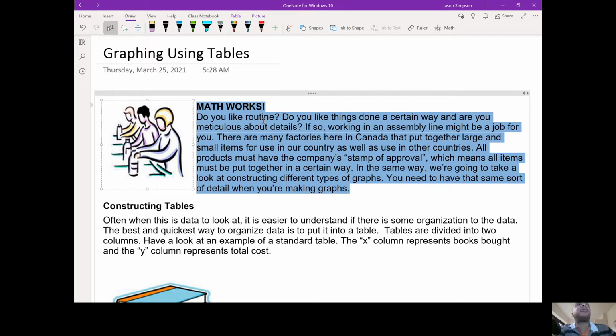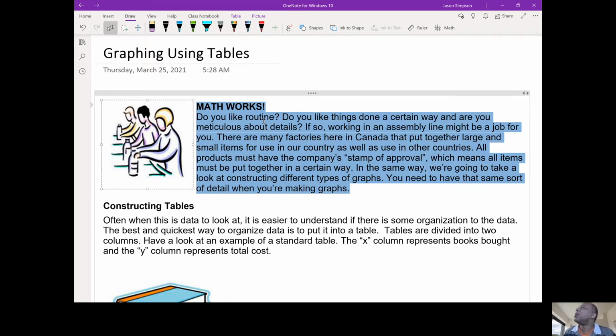You might be a good person to work in factories, because in Canada, we have large companies called factories, and those factories put together large and small items for use in our country as well as other countries. All products that we have must have a company's stamp of approval, telling you that it's an authentic piece, right? Which means that all items must be put together in a certain way.